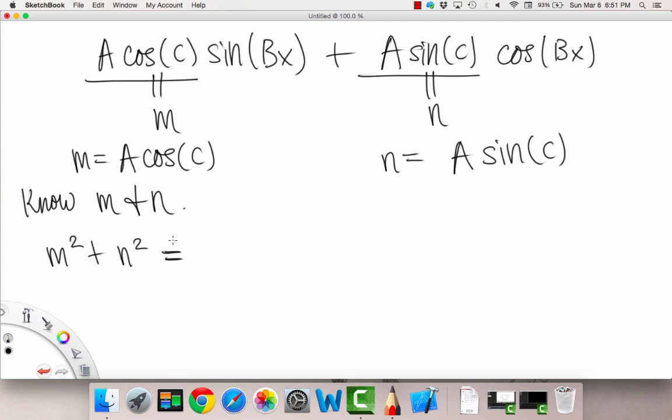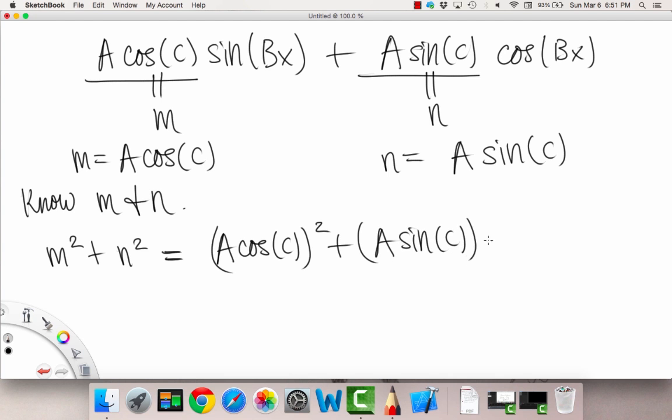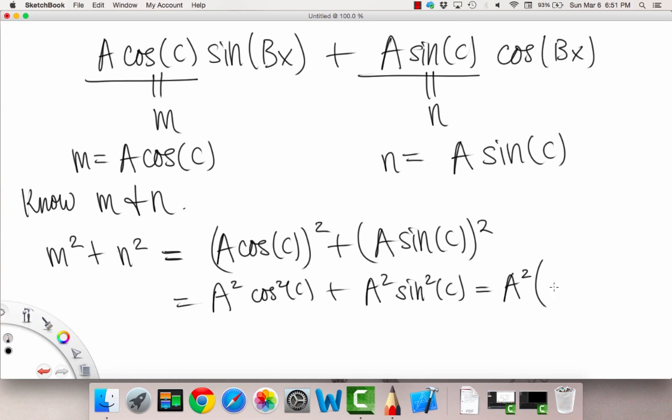And this is a little bit kind of spontaneous, but let's just try it. So that would be a times cosine c quantity squared plus a times sine c quantity squared. So this is going to give us a squared times cosine squared of c plus a squared times sine squared of c. We can factor out that a squared here. So a squared times cosine squared c plus sine squared c, and this here is the Pythagorean identity, so this goes to 1.